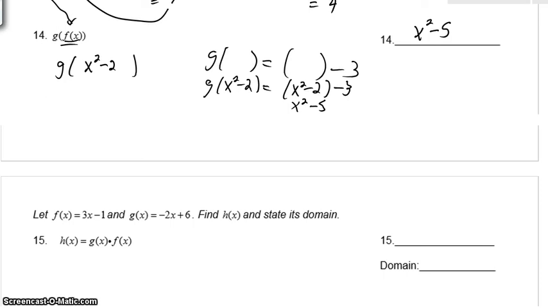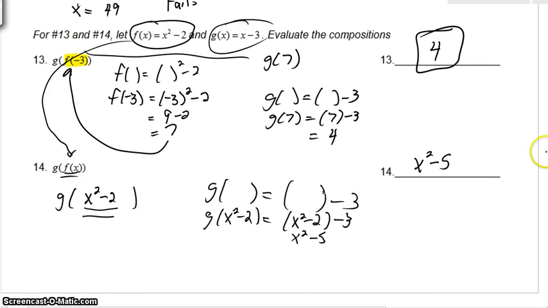Picking up where we left off on number 14 at the very end of that video, we saw that g of f of x, the f of x we couldn't really evaluate, so we just plugged that formula right in for x squared minus 2 for f of x. You can see that f of x was given to us in the directions. So if we took g of a blank, that would of course be a blank minus 3. I'm getting that from here. Everywhere where we see an x, we just put in open parentheses.